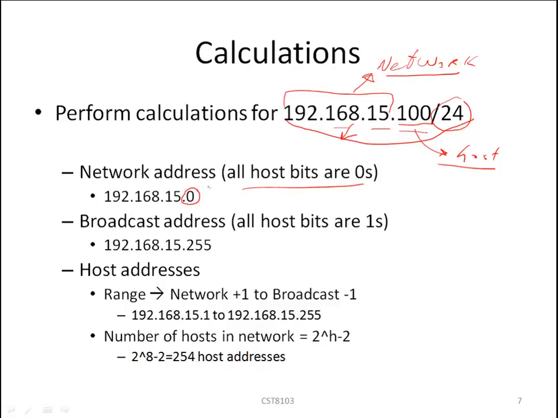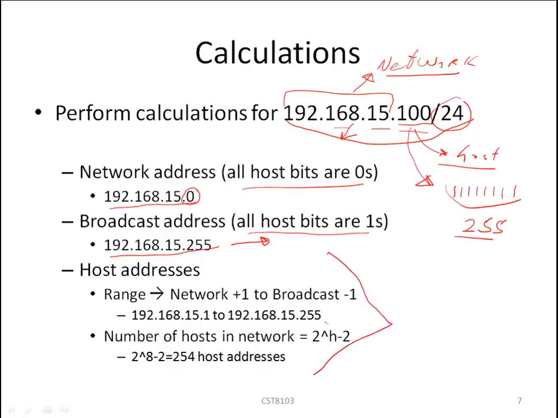Yes, 0. So our network ID is 192.168.15.0. Our broadcast address, all host bits are 1. So here, if we set all host bits to 1, 1, 2, 3, 4, 5, 6, 7, 8, and we convert that to decimal, what does it give us? Yes, it gives us 255. So our broadcast address has this address.